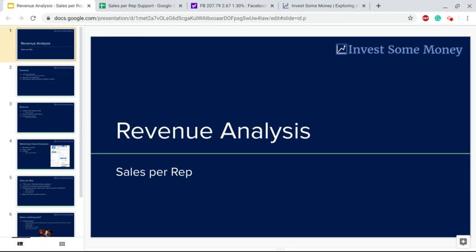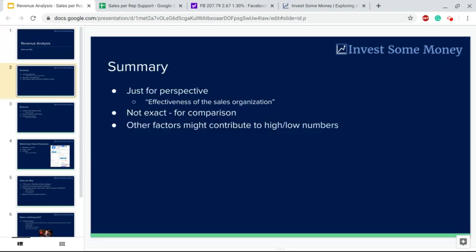All right, revenue analysis, sales per rep. This is the final post slash video on revenue analysis, and sales per rep means sales per representative, of course. This is a pretty common sales metric within organizations, not so much when it comes to security analysis, but it kind of rounded out the rest of the content I had put together on the topic of revenue analysis.